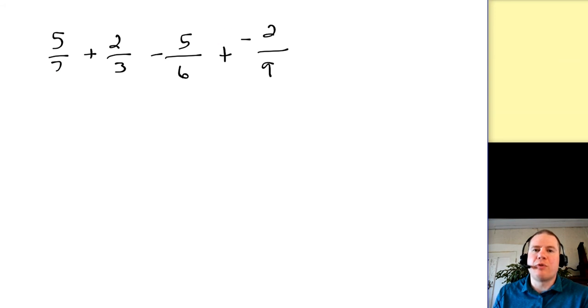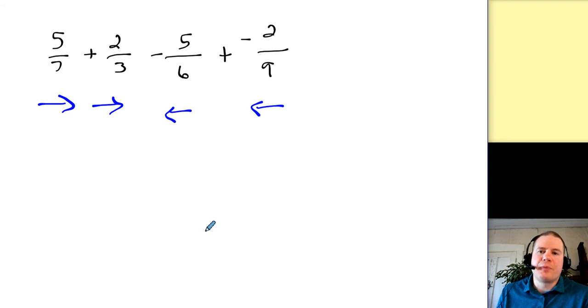Do we start with the forward-moving terms? Right, this is positive. Plus 2/3, also positive. Minus 5/6, that's going down. Minus 2/9, that's going down. So one strategy would be get a common denominator here, get our positive fraction. Get a common denominator here, get our negative fraction. And then you get a common denominator between those two at the end. A lot of this is really going to be guided by the particular numbers we have.